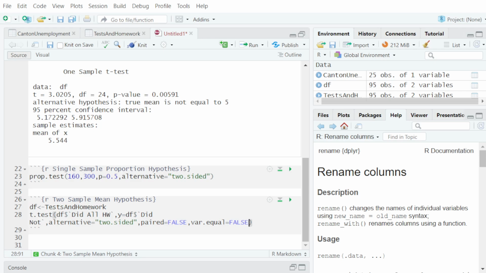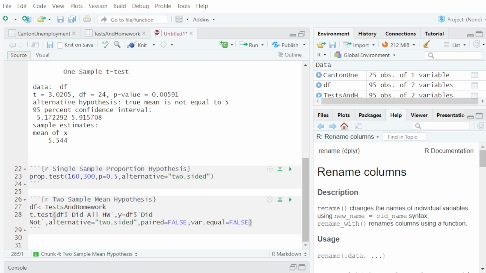So basically, everything after that I don't actually have to put in here because I'm just using defaults. The default for alternative is two-sided. The default for paired and for variance being equal is false. So if I had left those out, it would run exactly the same test as what I'm running right now. I just want you to see these.